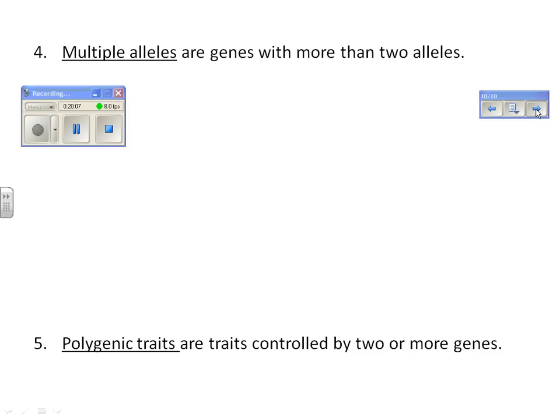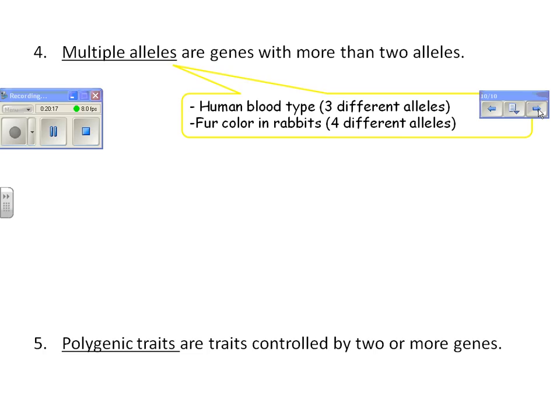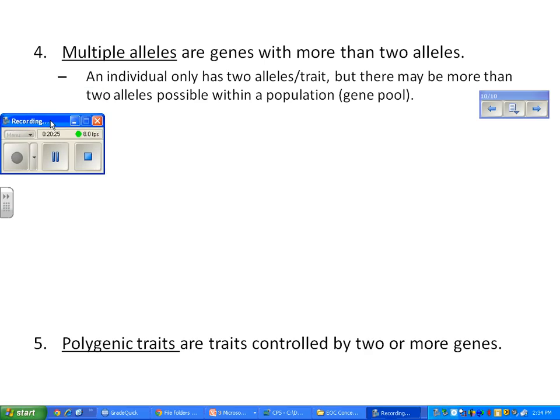All right, two final points here. We have multiple alleles, and those are going to be genes that have more than two alleles, because again, most have two for each trait. Common examples: human blood type again, and fur color in rabbits. Remember that individuals still can only have two alleles per trait, but within a population's gene pool, we can still have more than just those two possible alleles.